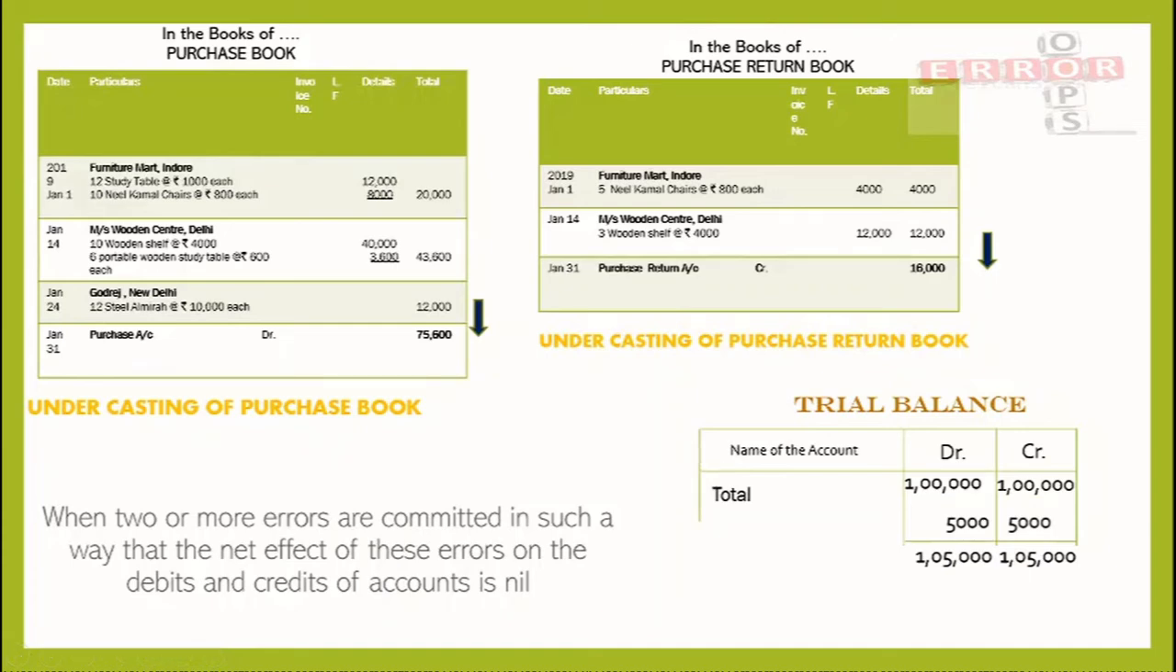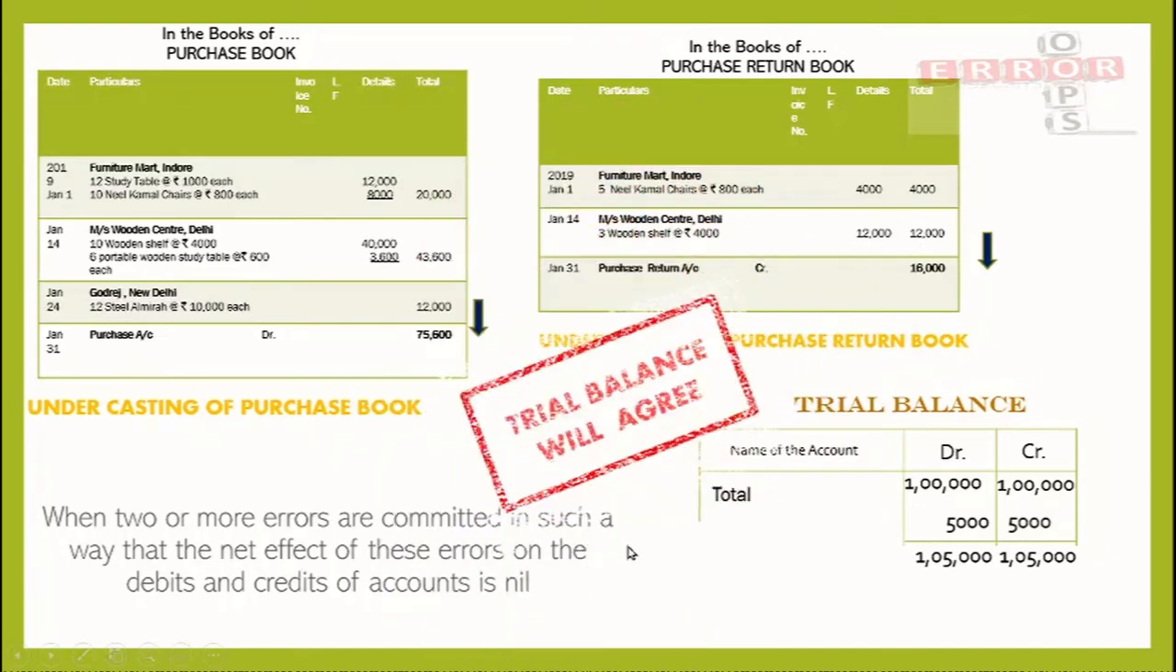Same. So again, here the errors occurred in two different books, but the error effect is such that the final effect is zero, or we can say they nullify each other's effect on the trial balance total. So here the trial balance will agree. Surely we have to rectify these errors, but how is it going to affect our trial balance? It will not make any changes in the trial balance total.